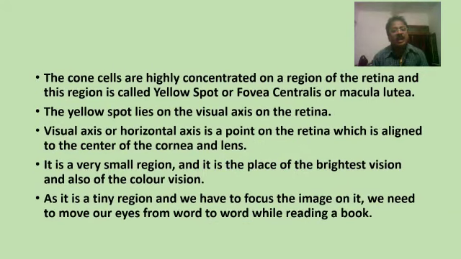The cone cells are highly concentrated on a region of the retina, and this region is called the yellow spot or fovea centralis or macula lutea. The yellow spot lies on the visual axis on the retina. Visual axis or horizontal axis is a point on the retina which is aligned to the center of the cornea and the lens. It's a very small region and it is the place of the brightest vision and also of color vision.